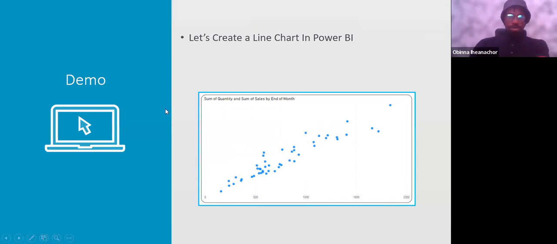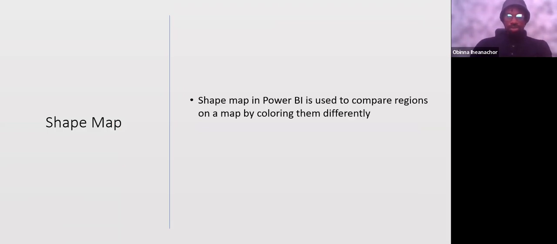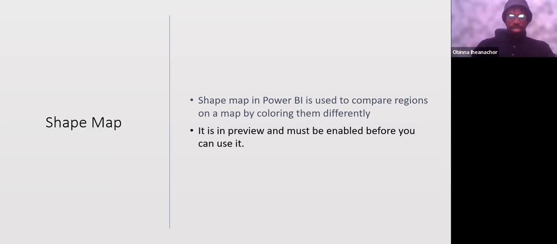So let's look at the shape map. You have different kinds of maps, right? So here we'll look at the shape map. The shape map in Power BI is used to compare regions on a map by coloring them differently. And by default, it is in preview. You need to enable it before you can use it. Last I checked.